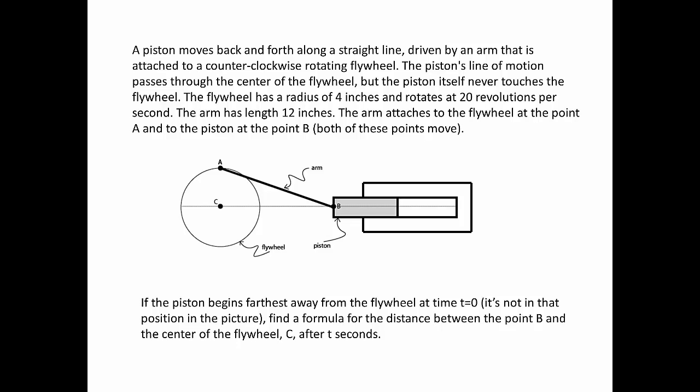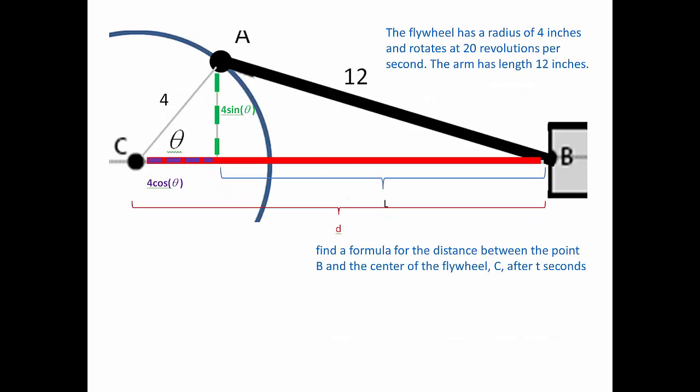So here's a problem where we have a piston where this thing right here is moving back and forth and turning the wheel in this direction. And we want to find a formula for the distance between this C right here and B. So let's start in this position.